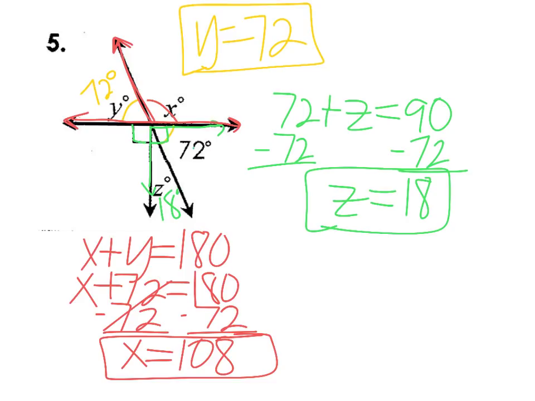All right, so you have to know and use all of your angle relationships in order to solve for these missing measures. If you don't know your angle relationships, this can be a little challenging. If you know your angle relationships, it should be a breeze.